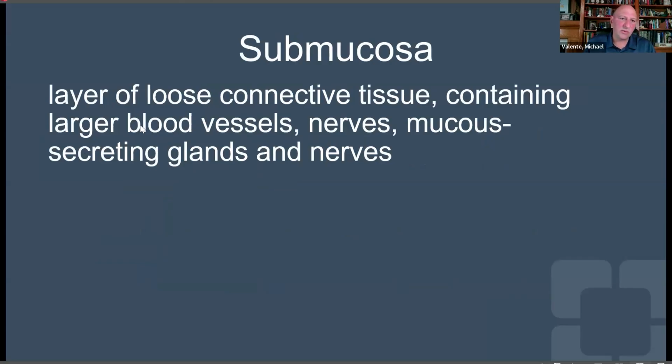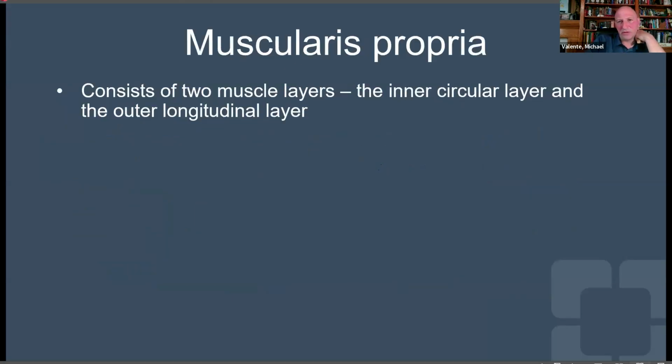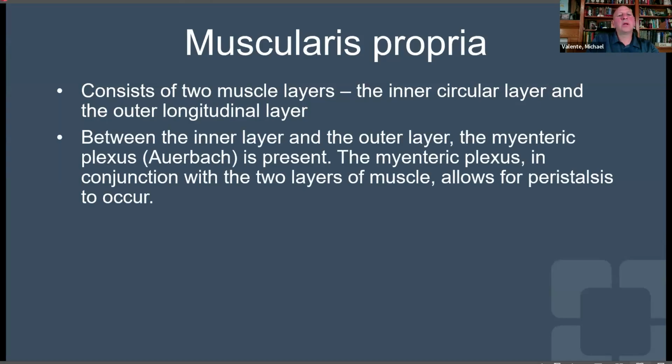This is where we get perineural invasion, perivascular invasion, and this is where things can also get into the lymphatics. Submucosal Meissner's enteric nervous plexus, and we'll talk about that a little bit later. So the muscularis propria, we talked about a little bit from the gross anatomy, inner circular and outer longitudinal. Between the inner and outer layers is the myenteric plexus. This is where peristalsis will occur as well.